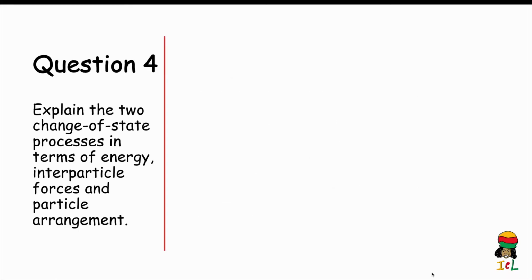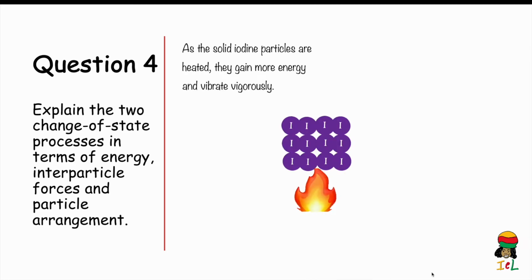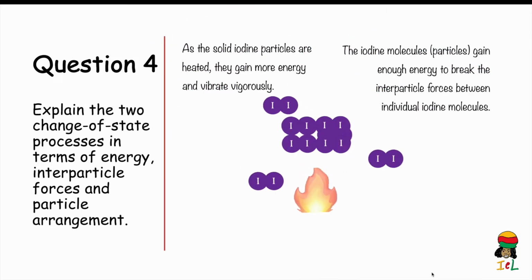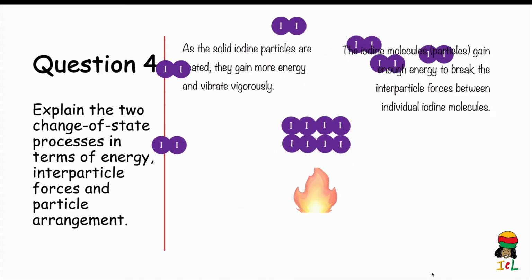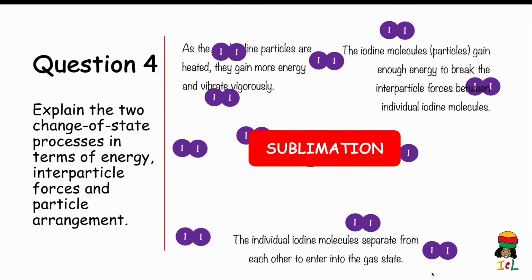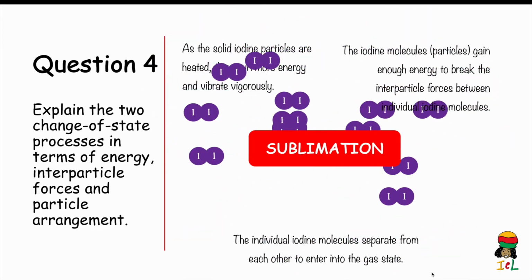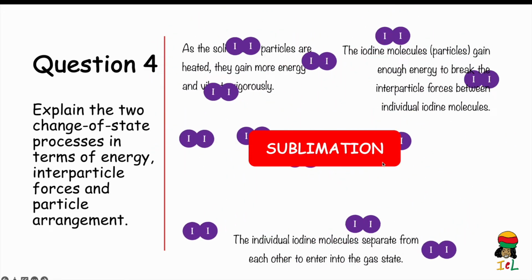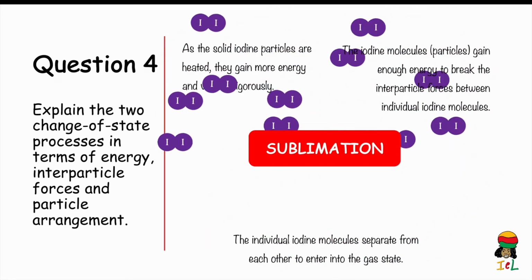Question 4. Explain the two change of state processes in terms of energy, interparticle forces, and particle arrangement. As the solid iodine particles are heated, they gain more energy and vibrate vigorously. The iodine molecules or particles gain enough energy to break the interparticle forces between individual iodine molecules. The individual iodine molecules separate from each other into the gas state. This, of course, is called sublimation, where the solid changes directly into a gas when heat is supplied.